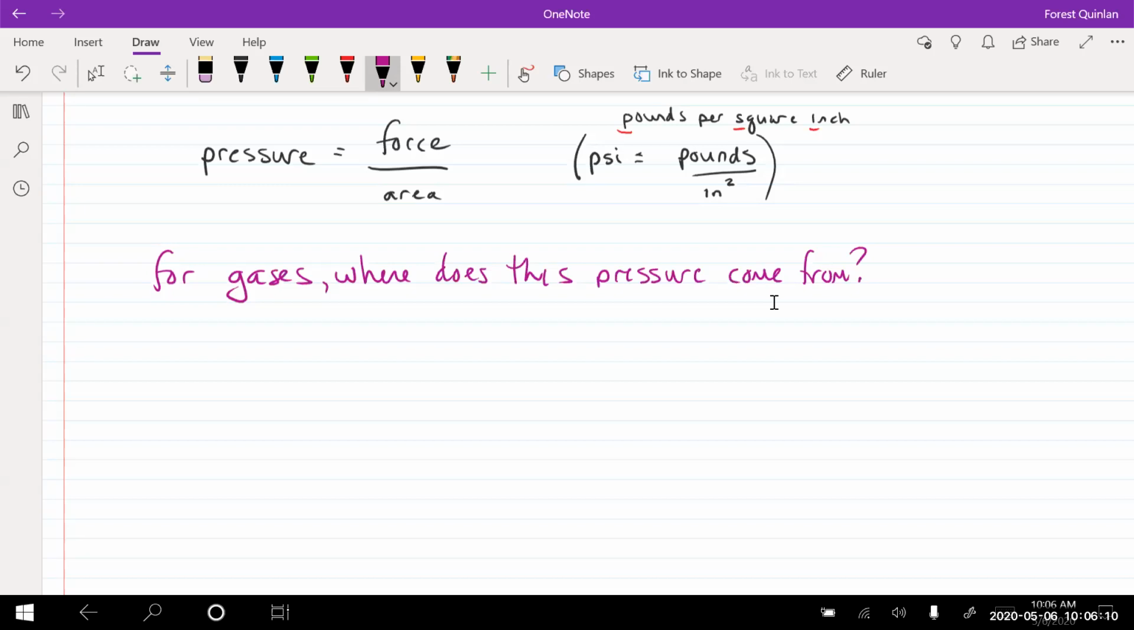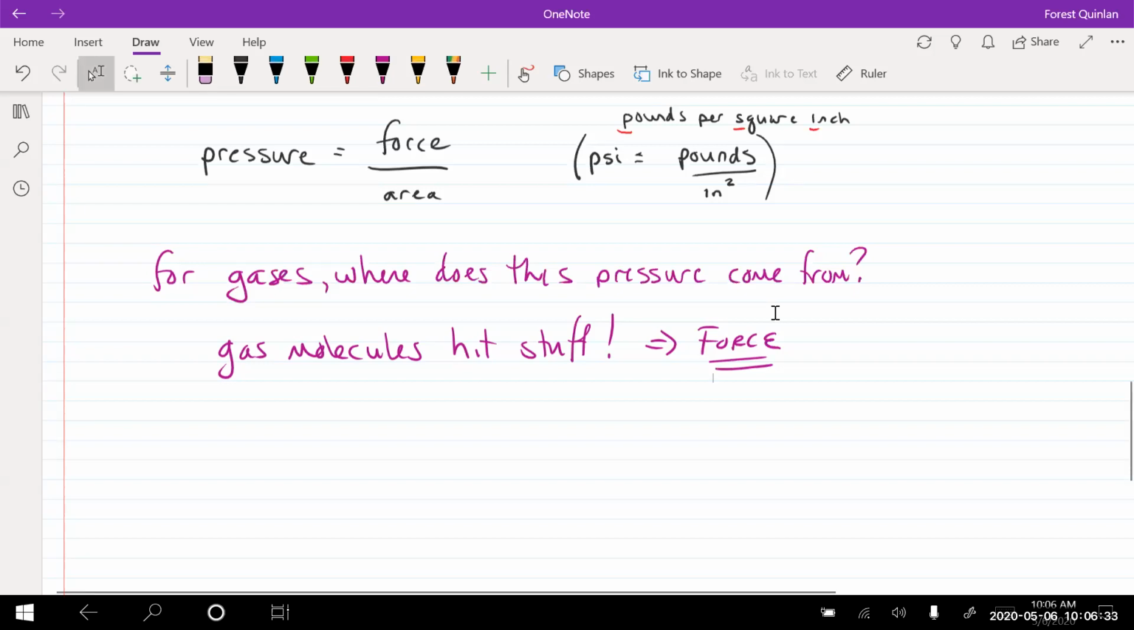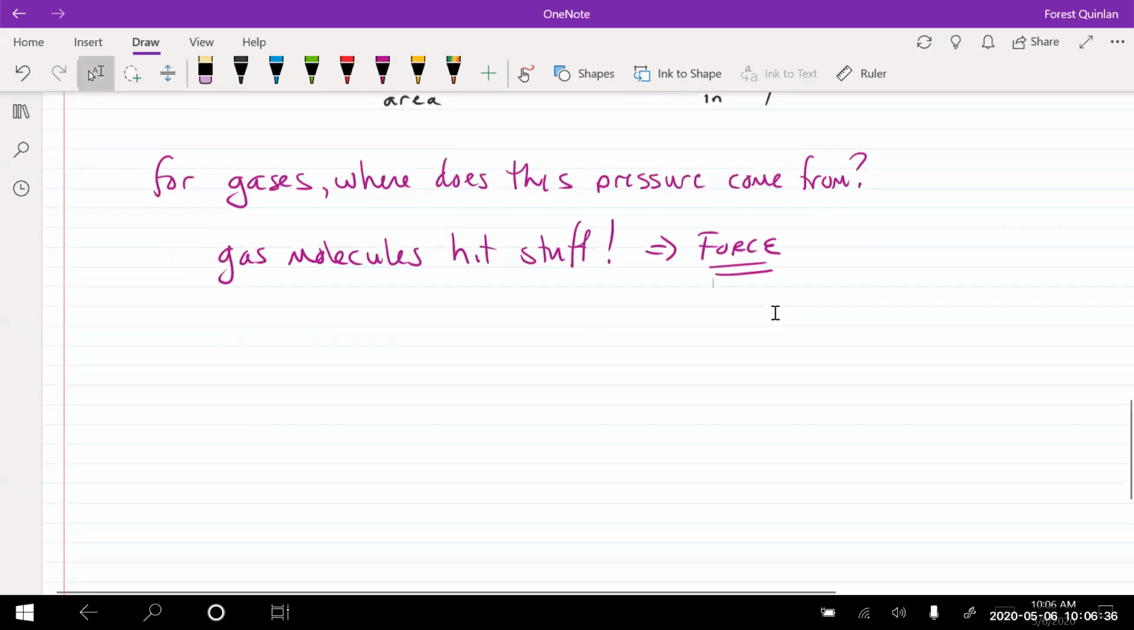So for gases, where does this pressure come from? Gas molecules hit stuff. And when they hit stuff, that is the force. So even though we can't see them, we can feel their effect. Now, gas molecules hitting stuff, it is a force over an area.